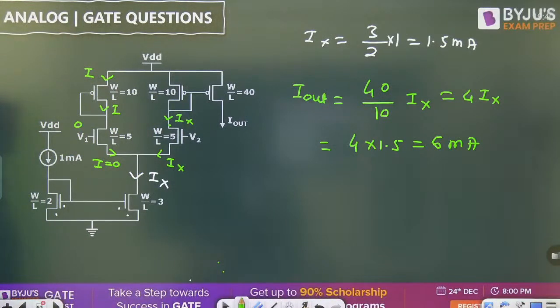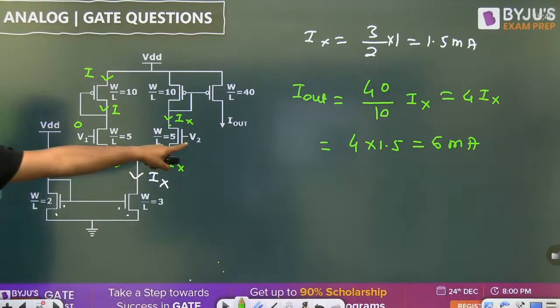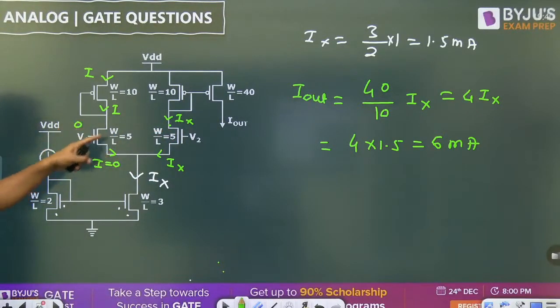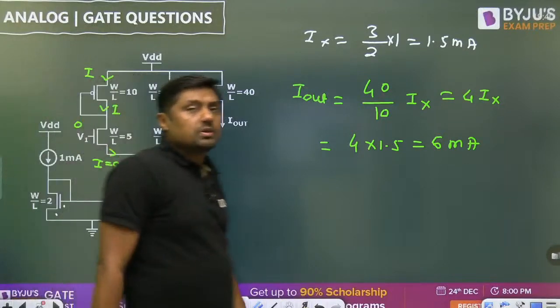Very simple. V2 is given as VDD, and that's why this is on, but this is off. VDD and E. This is the simple case. 6 milliampere. Next question.